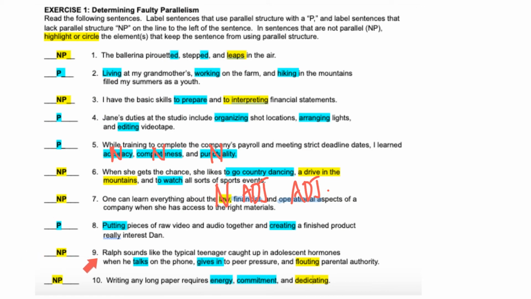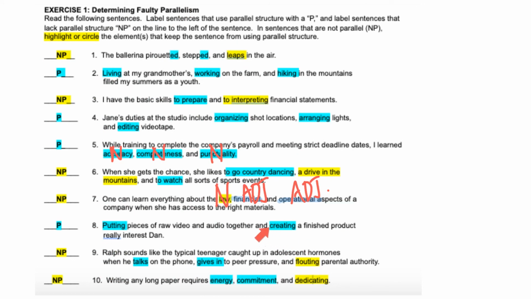Okay, and number 9, we need to look for things that would be of equal rank that make Ralph sound like a typical teenager. We have when he talks on the phone, gives in to peer pressure. Those are things that are active verbs. But flouting parental authority throws that sentence off kilter and doesn't have that same kind of clarity and same kind of consistency of tense that would make it parallel.